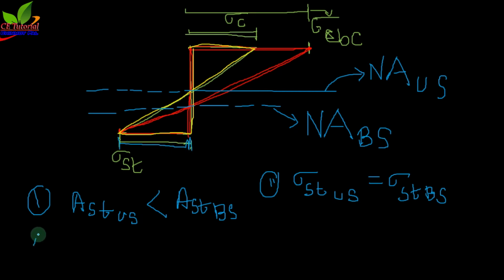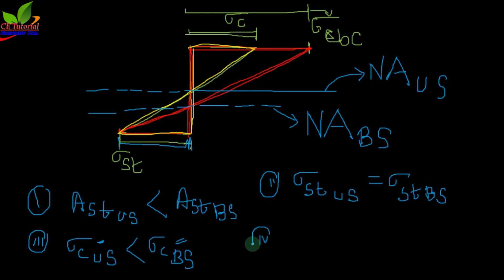And number three, sigma C for the under reinforced section is actually less than sigma C of the balance section. So sigma C for the balance section is nothing but sigma CBC. So this value is nothing but sigma CBC, and this one we don't know, but we can calculate it. This is not rocket science. It's a simple problem, the formula is there. I will show you.